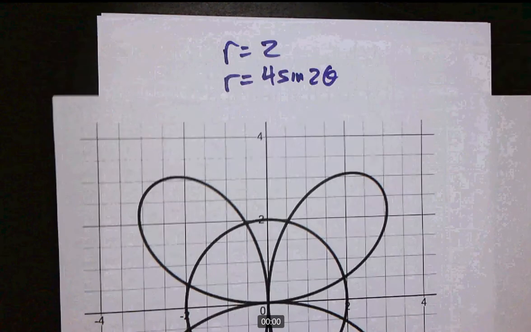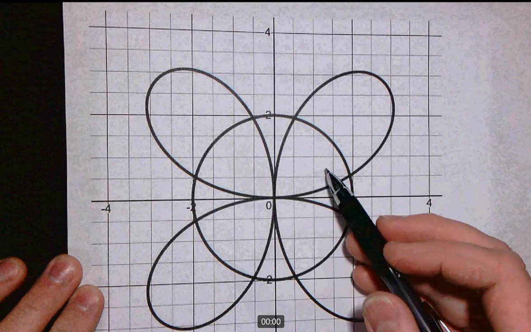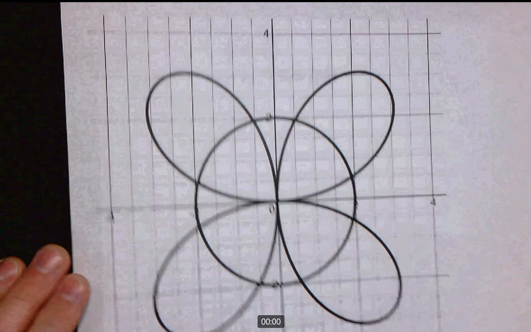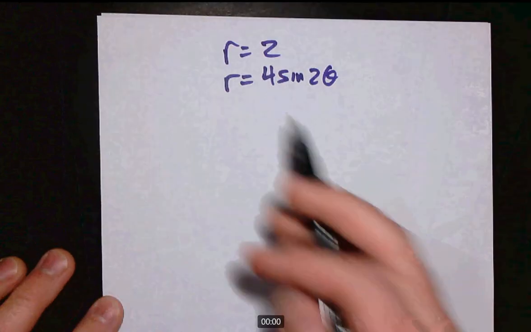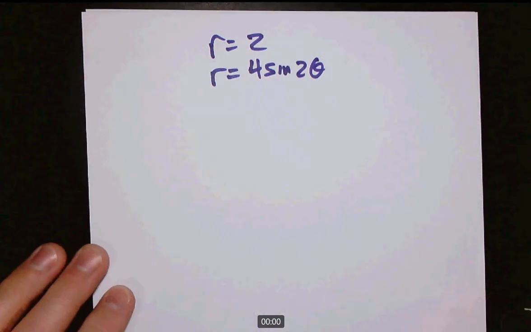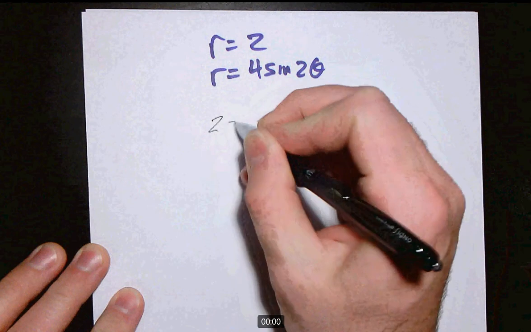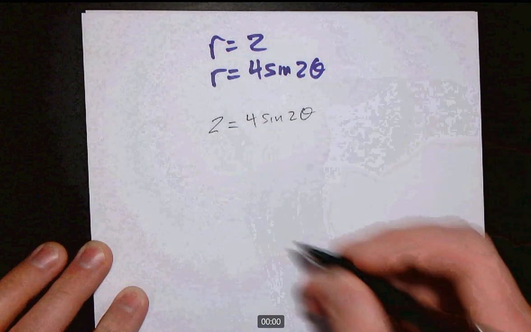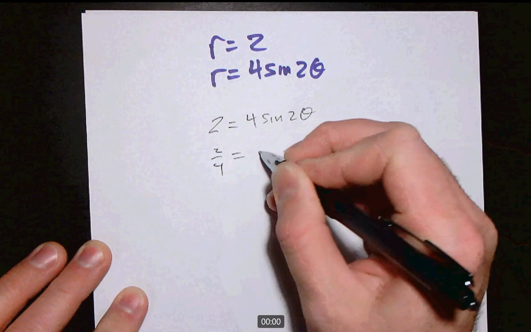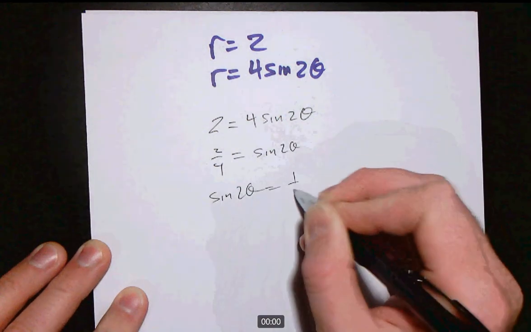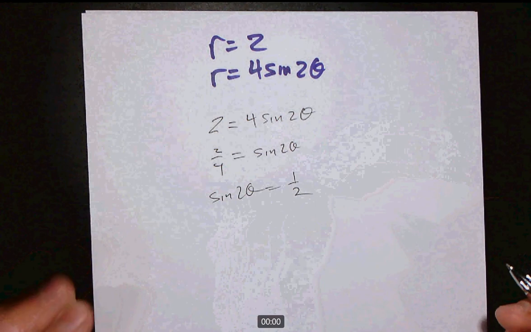We have r equals 2, which is the circle, and then r equals 4 sine 2 theta, which is the four-petaled rose curve here. Now to find the intersections of these two curves, which we need to do if we want to find the area of the region common to those two curves, we did what we would normally do. We put these two equations equal to each other, and then we solve. So we have 2/4 is the sine of 2 theta. The sine of 2 theta is a half.